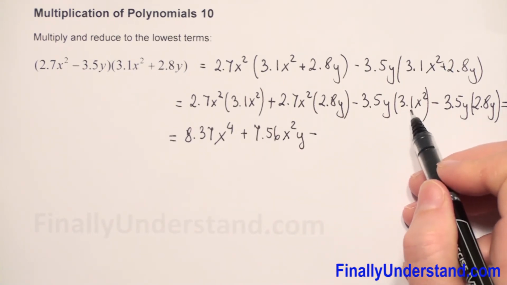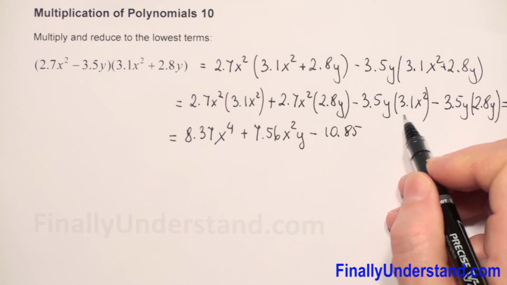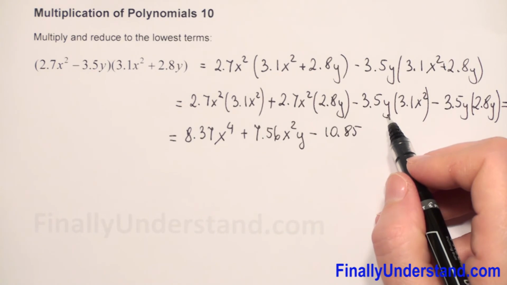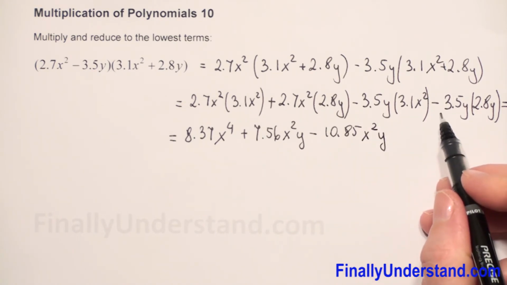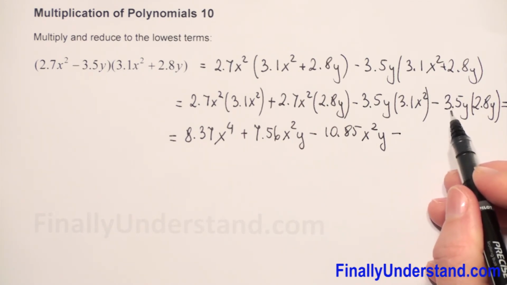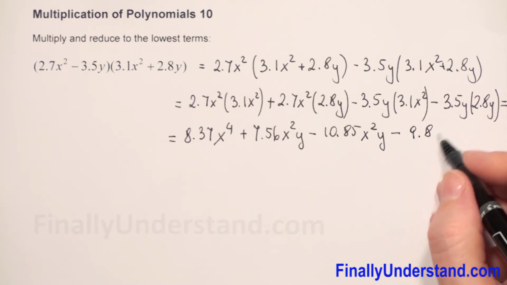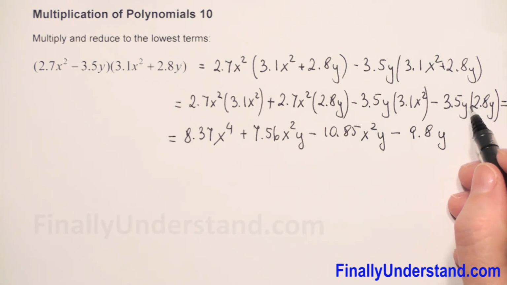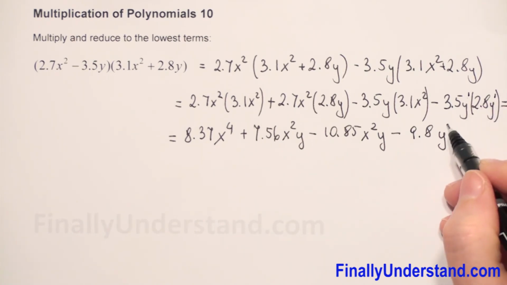and next we have negative sign. 3.5 times 3.1, this is equal 10.85, and we have y times x squared, different variables, so we have to copy variables and we will always write them in the alphabetic order. So first will be x squared and next y. And negative sign we have to copy. 3.5 times 2.8 is 9.8, and y times y is y squared. We copy the base y and we add exponents. When we don't have exponents, always invisible 1. So 1 plus 1 is 2.